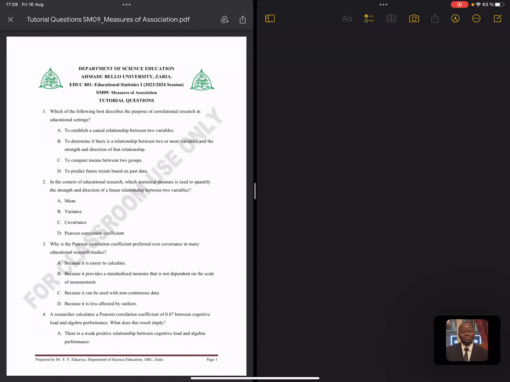So today, being the 16th of August 2024, we shall proceed with our course, which is EDUC 801. And then we shall solve problems from the last topic, which was on measures of association.